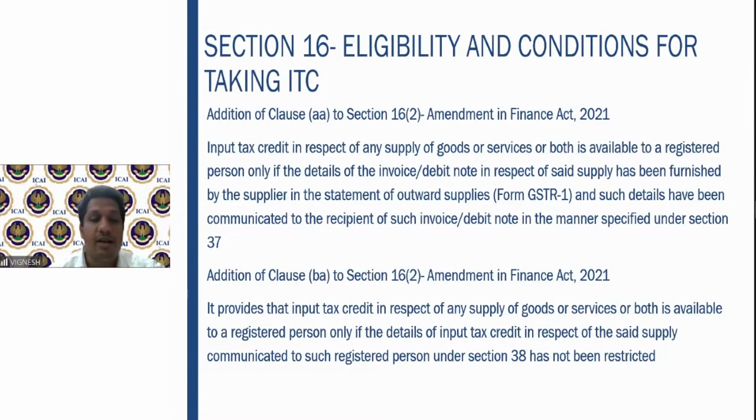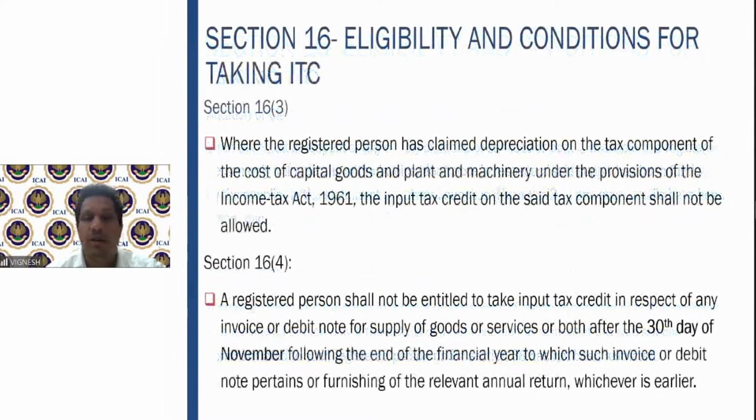Clause BA also is added, that input tax credit is available only if the details of ITC are communicated. How is it communicated? By virtue of GSTR2B, which is an auto-populated form where it clearly gives the respective amount which is to be displayed.